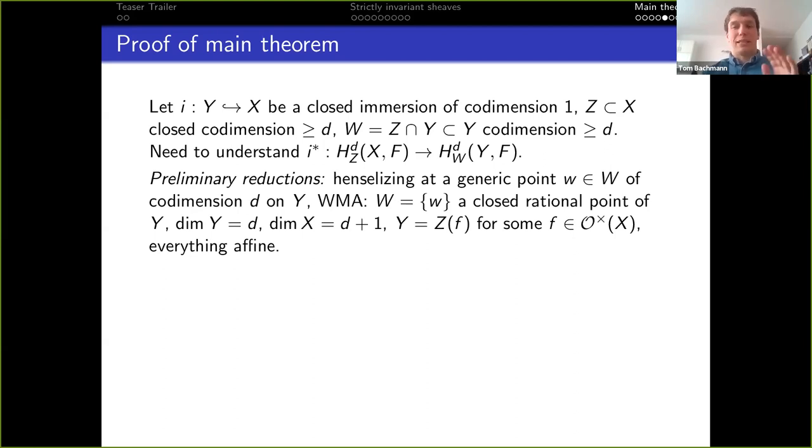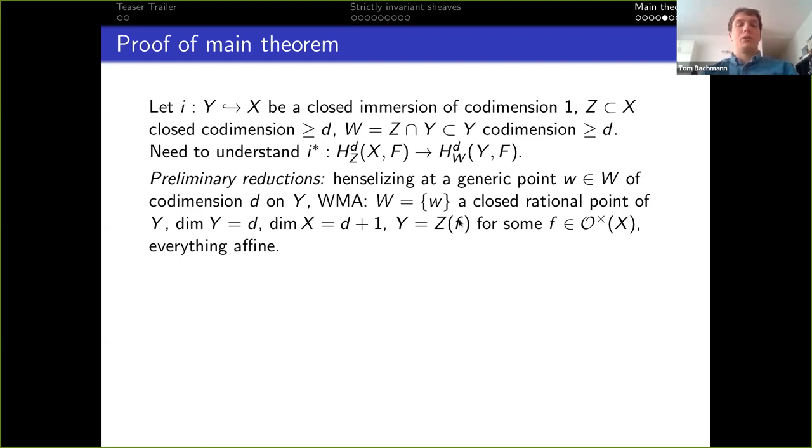So this is only going to be a sketch proof. I'm sorry, because we don't have 5 hours. But here's my attempt at the sketch. So the first thing you do is you choose some point W, which is a generic point of codimension D. And it turns out that everything is sort of local around this point. So what you can do is you can just localize everything. That would make it much easier, right?